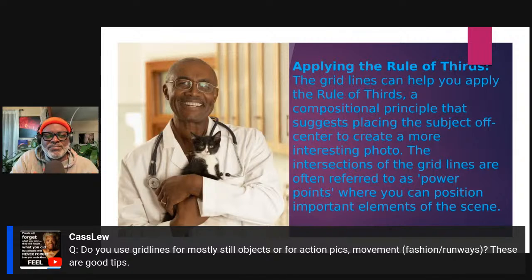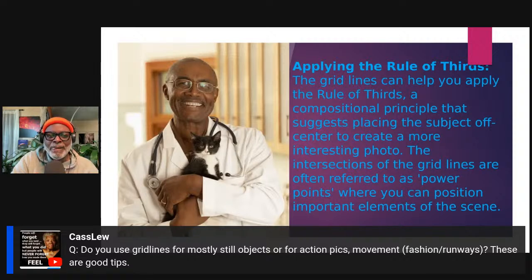Applying the rule of thirds. That's what most of us have on our phones, in threes. The grid lines can help you apply the rule of thirds, a compositional principle that suggests placing the subject off center to create a more interesting photo. And also, the intersections of the grid lines are often referred to as PowerPoints, where you can position important elements of the scene. Now you're seeing it in writing.